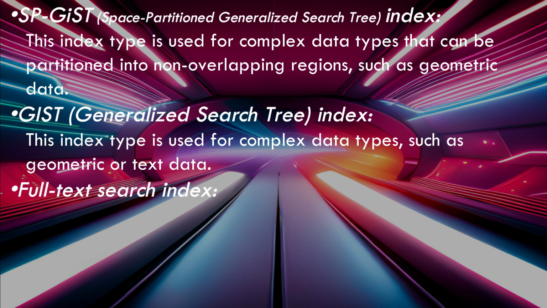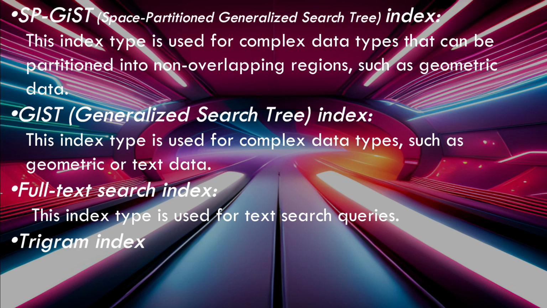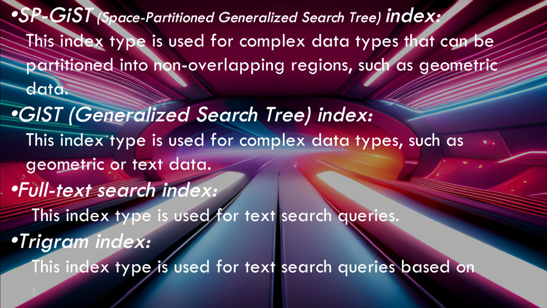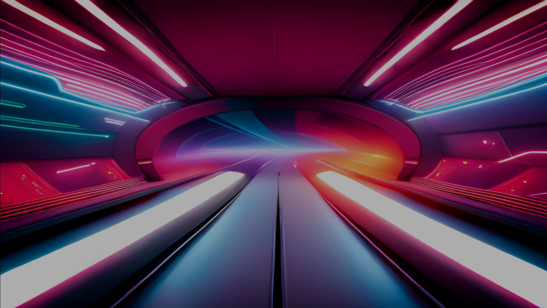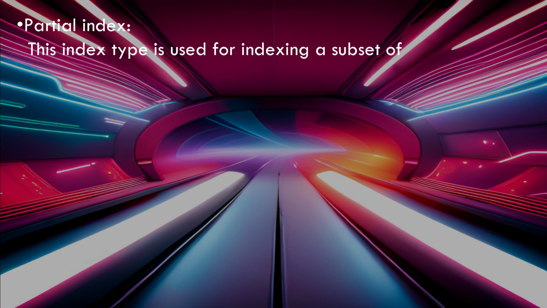Full-text search index. This index type is used for text search queries. Trigram index. This index type is used for text search queries based on trigram matching. Partial index. This index type is used for indexing a subset of rows in a table based on a condition.